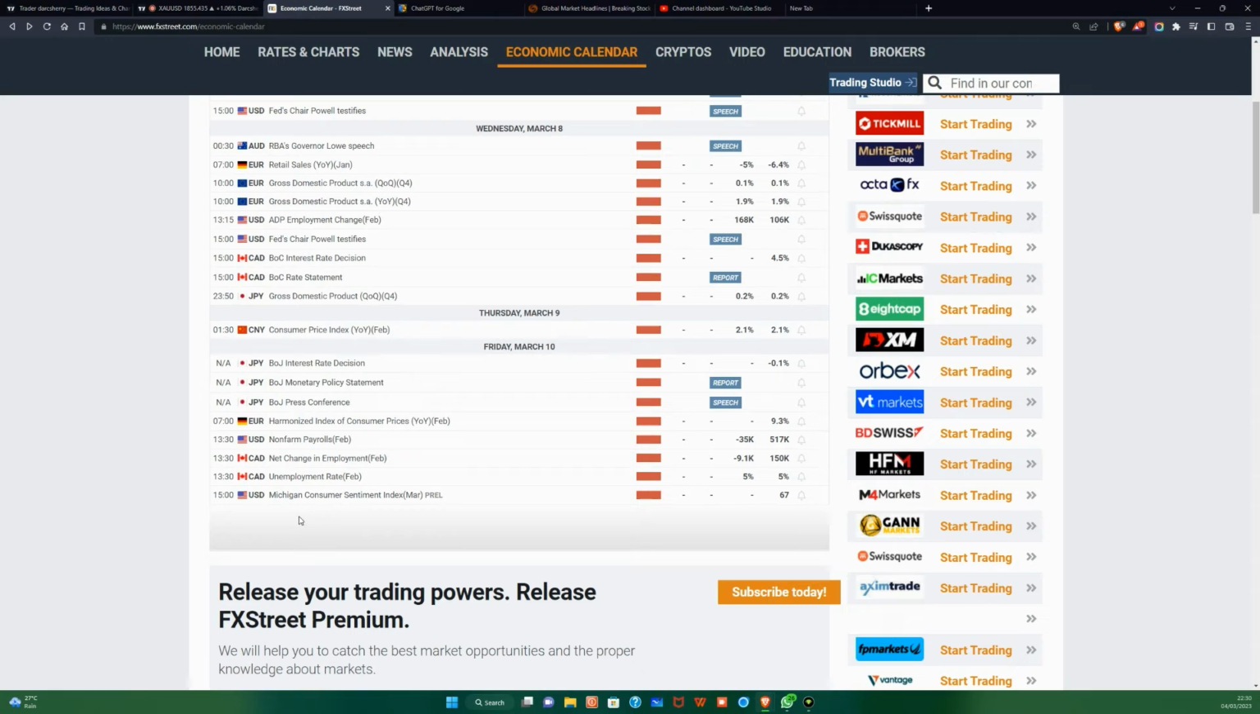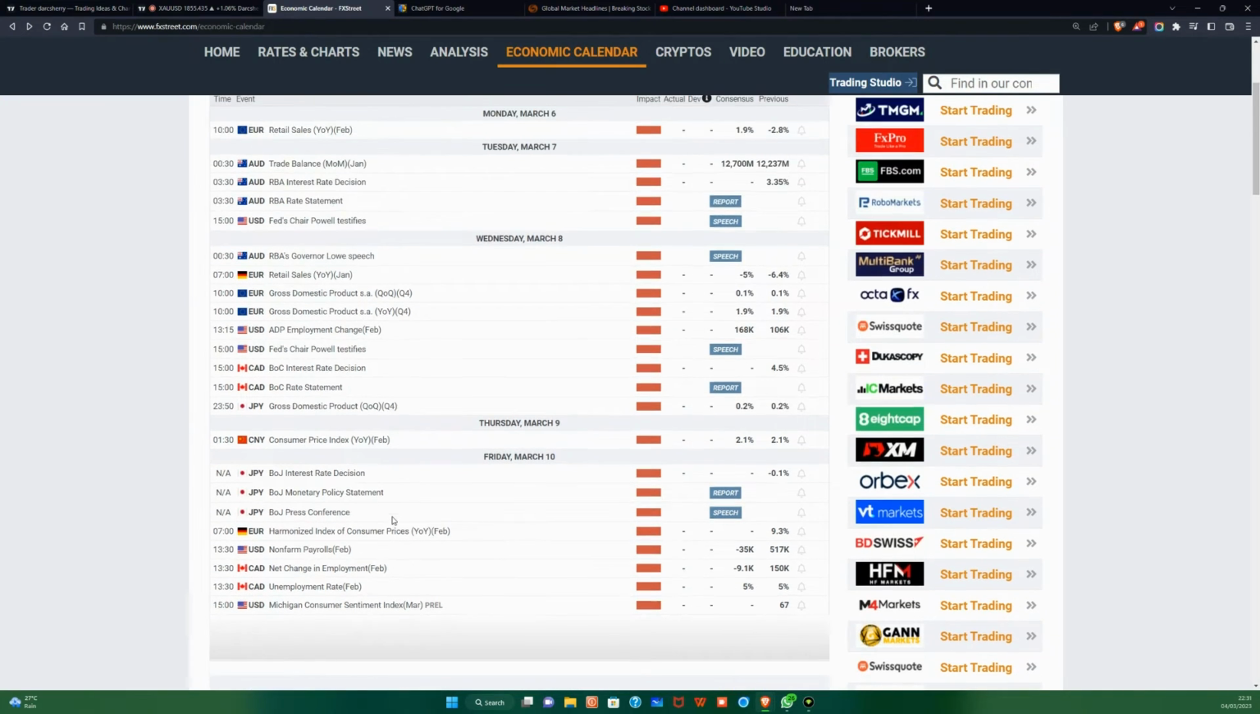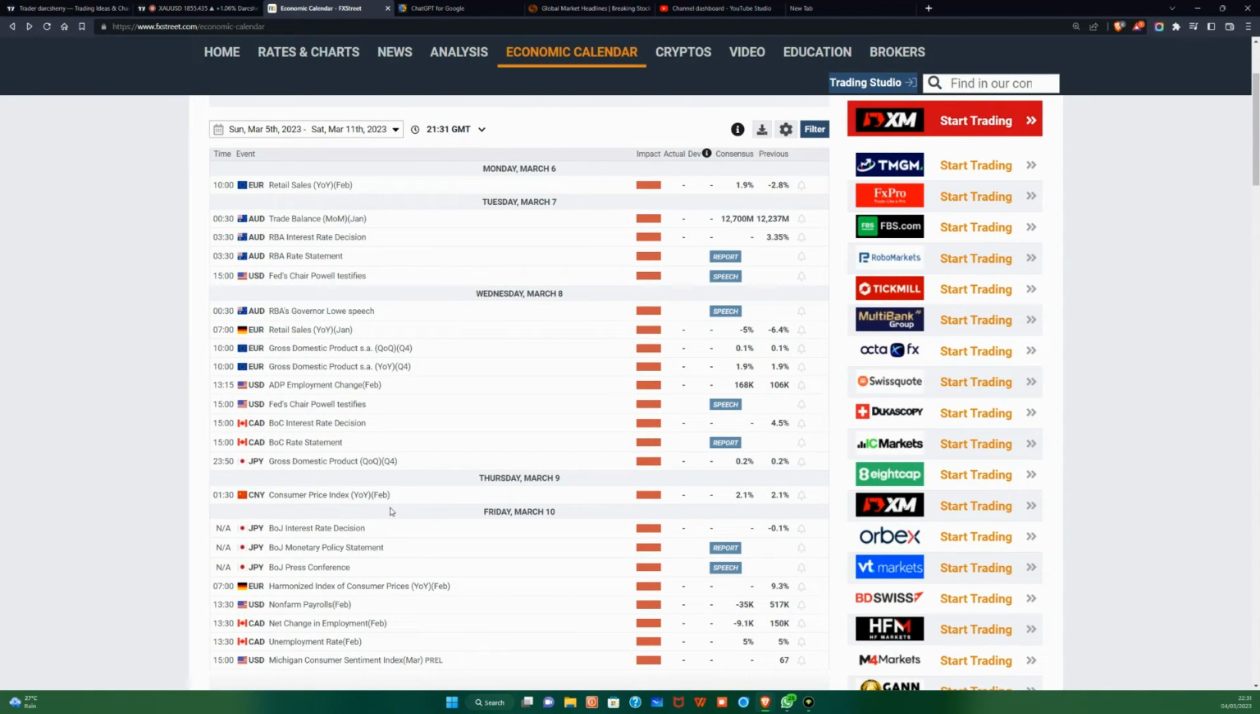Then on that same day as well, we have the Michigan Consumer Sentiment Index, which we already have a data for, coming in at 67, though we don't have a consensus yet on this one. But I'm sure that as the week goes by, we're definitely going to be having an update in that regard. So these are the macroeconomic events we are going to be looking forward to for this week.